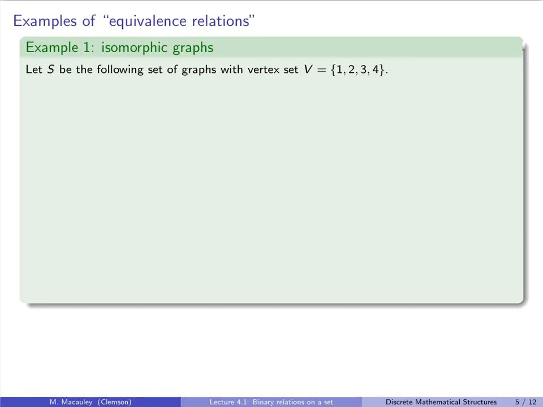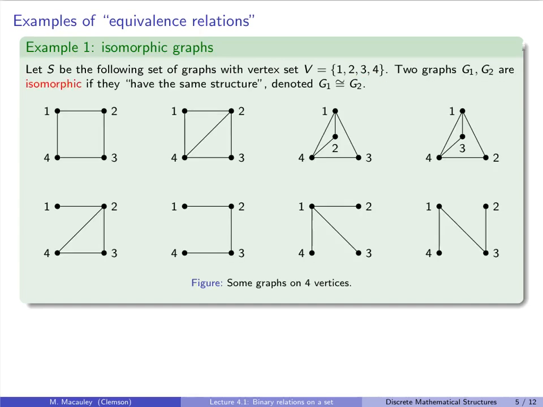For our first example, let's let S be the following set of graphs with vertex set 1, 2, 3, and 4. Obviously, this is not all of the graphs on 4 vertices, but it's just a collection of 8 that I had space for, and I don't need all of these to get this point across.